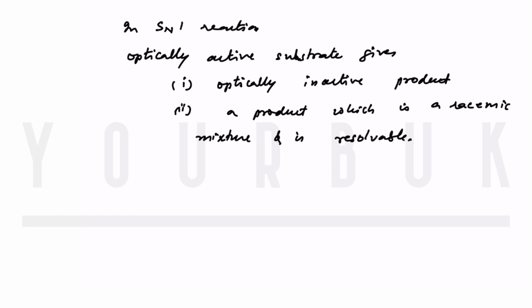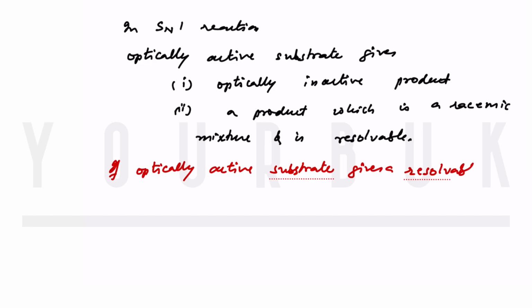And the converse is also true. Converse means if an optically active substrate gives a resolvable product, it means, first point, the product is a racemic mixture.